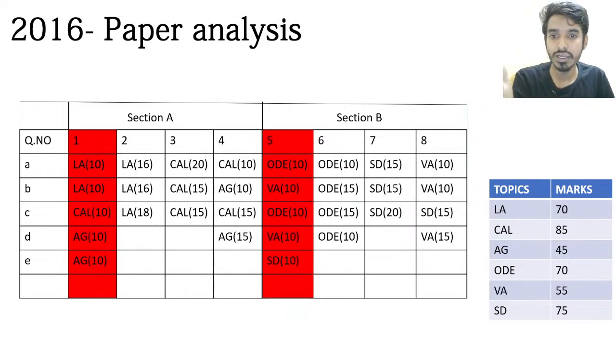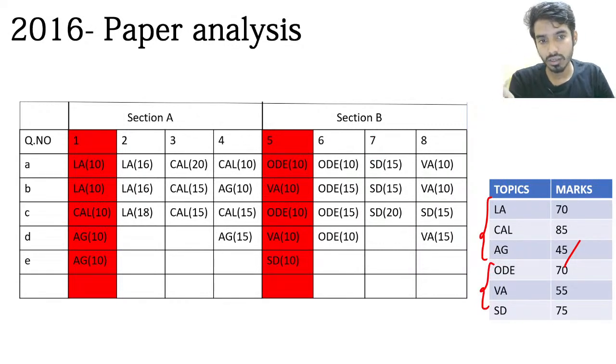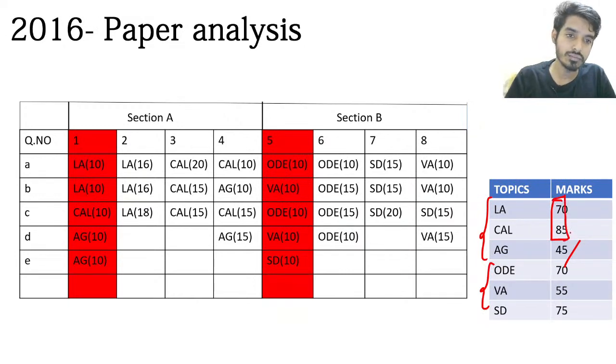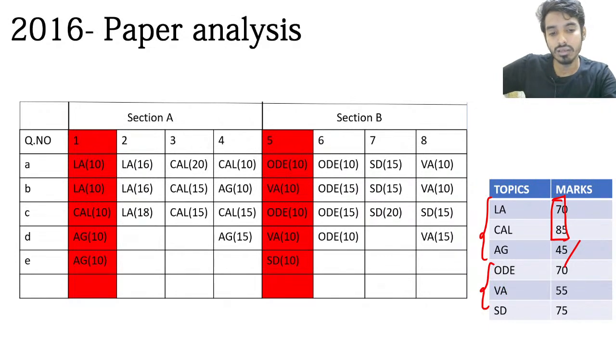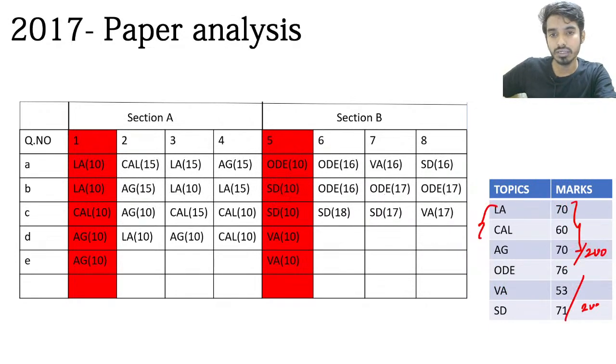Again the same trend. In this paper you can see the marks are equally split, so 70, 85, 45 and 40, 55, 75. These 3 topics are section A, so these 4 questions are from these 3 topics, and section B again has these 3 topics. So you come to know the weightage of each chapter, right? Linear algebra and calculus play a very important role. Analytical geometry also plays a very important role, and ODE, vector analysis too. Every chapter plays a very important role in UPSC mathematics optional, right?